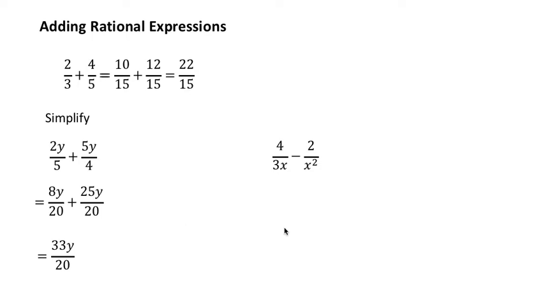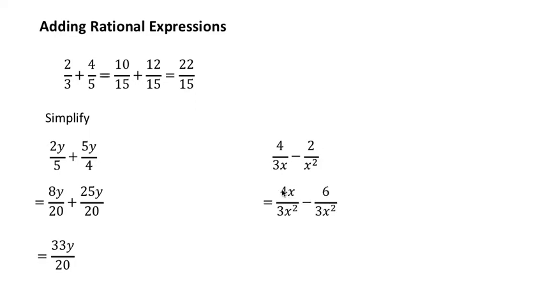Okay, this one's taken it to the next level. We've got the x in the denominator here. So what's the common factor of 3x and x squared? Lowest common multiple is 3x squared. Okay, we're not just timesing together. We're trying to find what's the lowest common multiple.